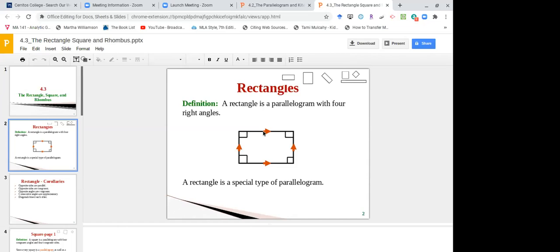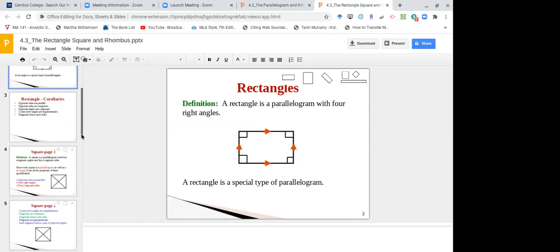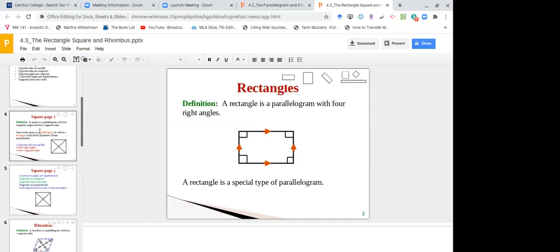So once again, we have 4 sides, which makes it a quadrilateral. We have 2 sets of parallel sides, which makes it a parallelogram. But the thing that makes a rectangle different from a parallelogram is the right angle. So a rectangle is a parallelogram, but not every parallelogram is a rectangle, okay? Be careful of that. A rectangle is a special type of parallelogram. And so then we have some corollaries for you coming up, and then we talk about the square.